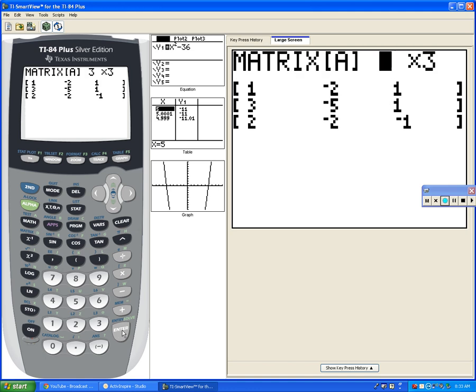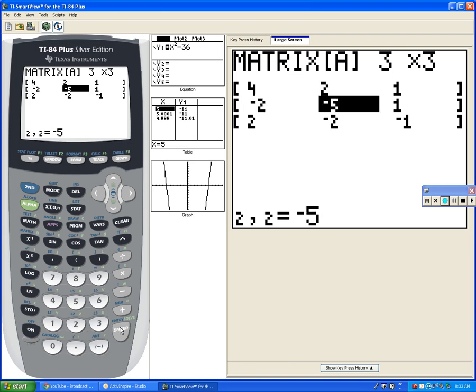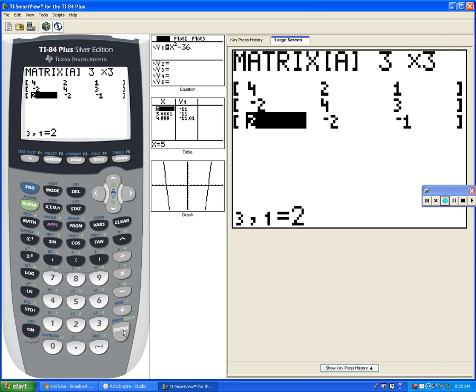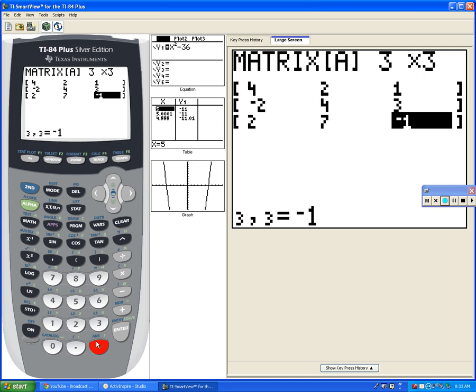So A is a 3 by 3, and I have 4, 2, 1 as the first row, negative 2, 4, 3 as the second row. I'm trying to figure out where you... What is it doing? 3 by 3. Okay, so there's my matrix A.